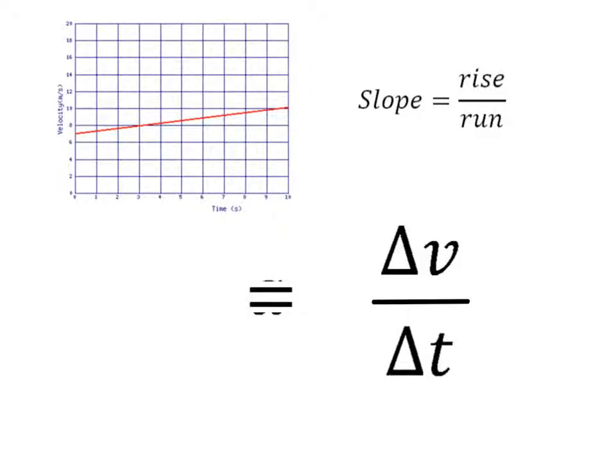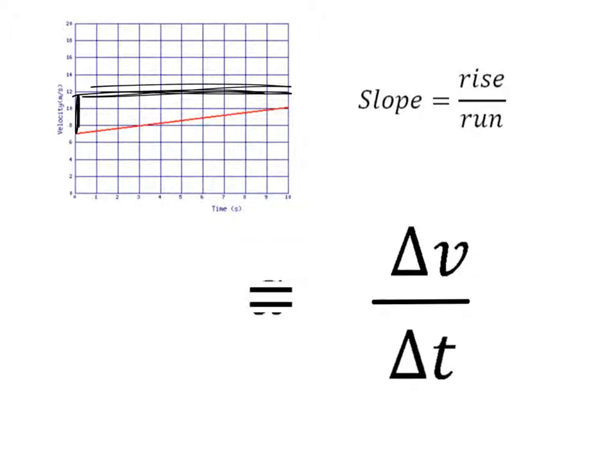As usual, when looking at algebraic expressions, I like to start with the graph. Recall that slope equals rise over run. In this case, the rise is a change in velocity, and the run is a change in time. Change in velocity over change in time, that's acceleration. So in this case, velocity versus time graph, the slope is the acceleration, and here's our formula.